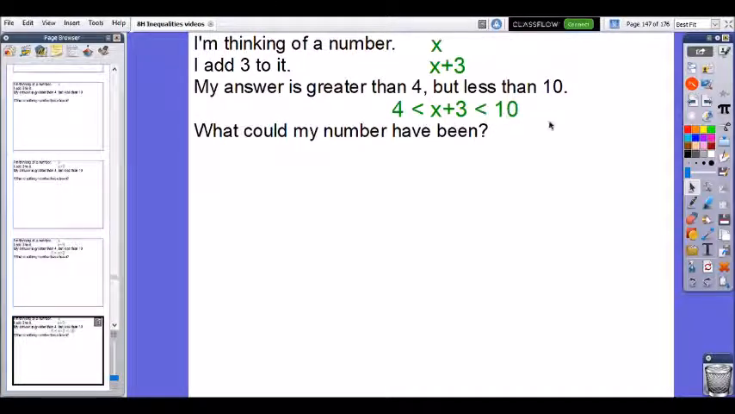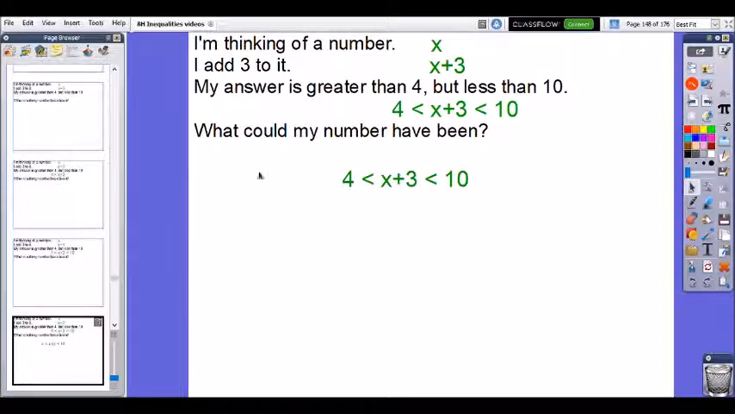So I'm just going to write that as one inequality. So x plus 3 is greater than 4, but less than 10. This is what we call a compound inequality. So a compound inequality is an inequality with basically 2 inequalities in one. Okay, so to solve this, I'm just going to use that balancing method like what we've done for the last couple of lessons.